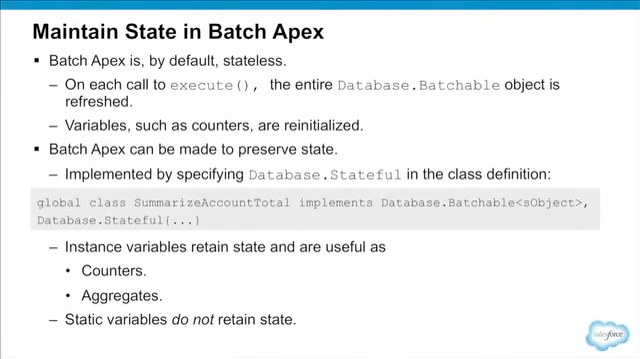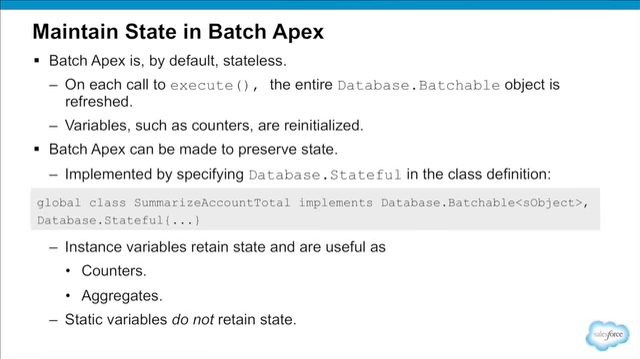You can maintain state in a batch Apex job, and there is a Stateful interface. Now, the way that this works is that any instance variables that you have, like you might want to do a counter or collect some aggregate data, something along those lines, when you're implementing Stateful, those instance variables will be kept around and available across executions of the execute method.